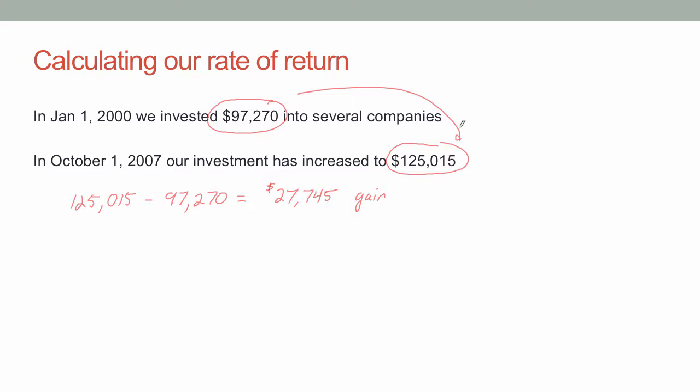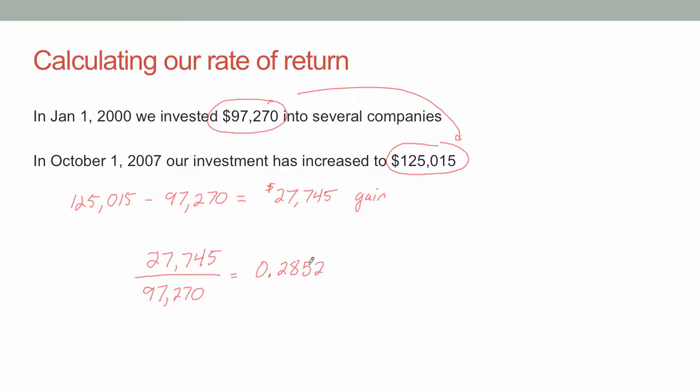Okay, but I want to find my rate of return, so let's turn that into a percentage. So we had 27,000 was how much we increased by, and we divide that by our initial investment. I initially invested this much and it grew by that much. So let's divide those. If I do 27,745 divided by 97,270, we get this number, 0.2852.